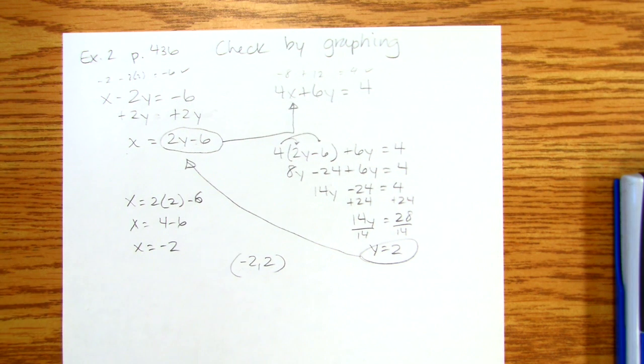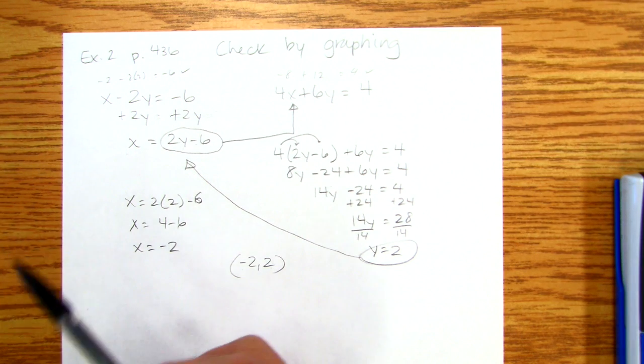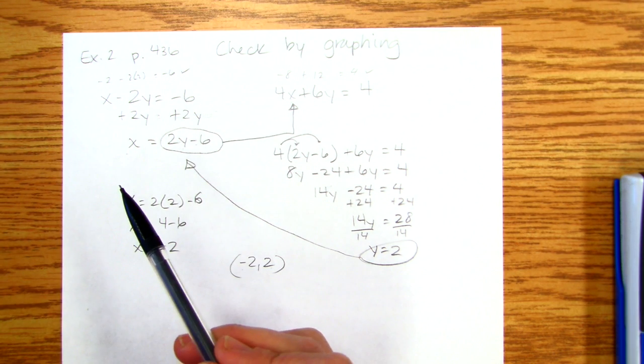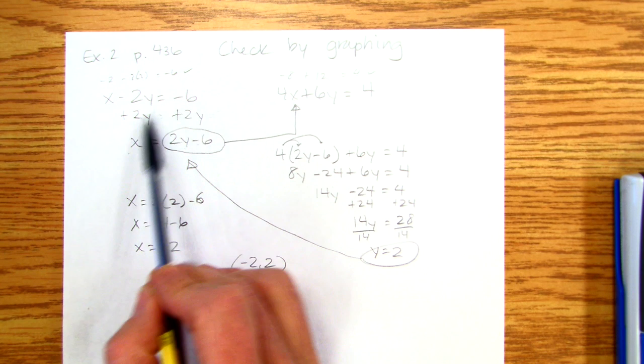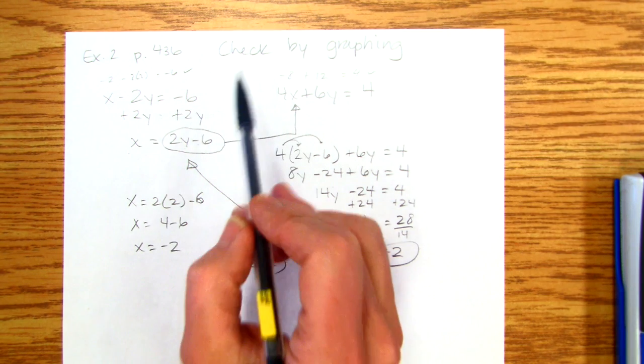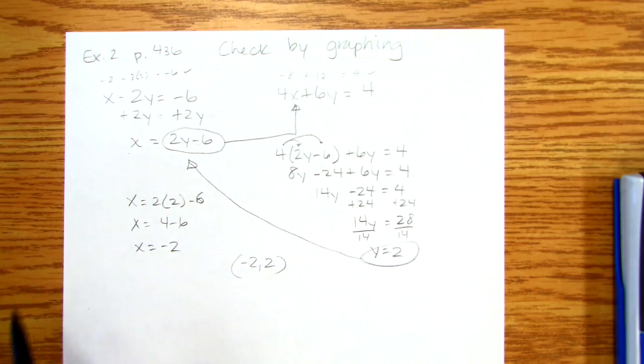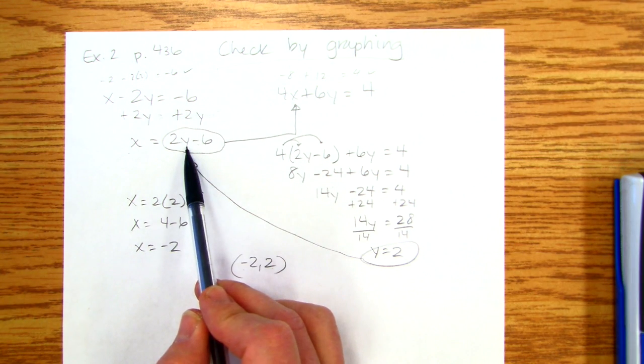So I want to go back. I fear I may have confused you guys a little bit. I was saying that I wanted us to reinforce this concept of how we can graph to find a solution. So I asked you, when you solved systems by substitution, to go back and check by graphing. Well, I'm going to use this one as an example.